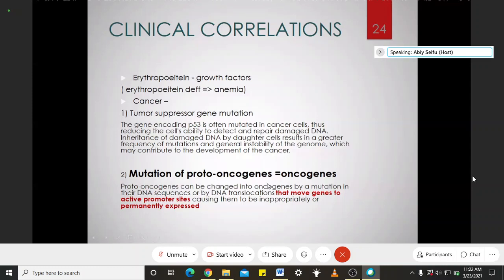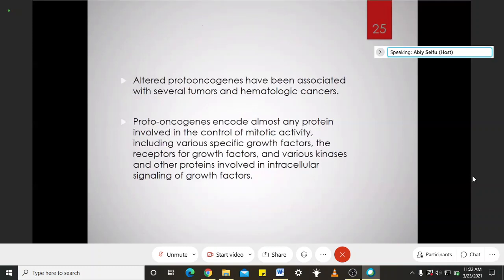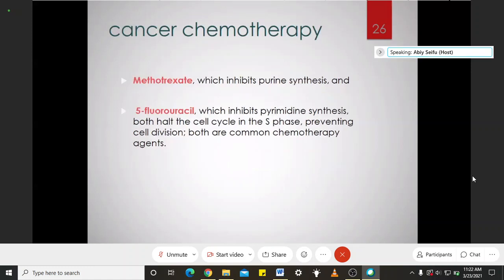Another is the proto-oncogene. When a proto-oncogene is mutated, it is called an oncogene. So this proto-oncogene also results in the formation of cancer. I've already discussed this in the previous session.